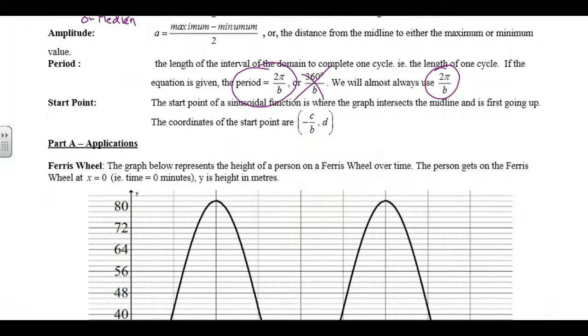The start point of a sinusoidal function is where the graph intersects the midline and is first going up. So that's called the start point. So if you get a graph that looks like this, and here's your midline, and you're looking at this, this is the start point.